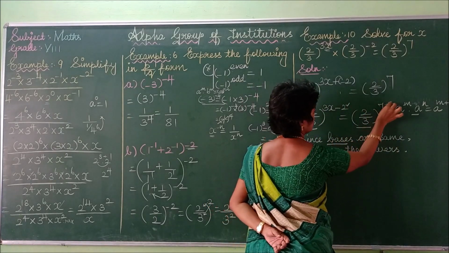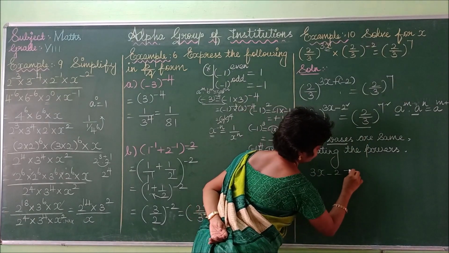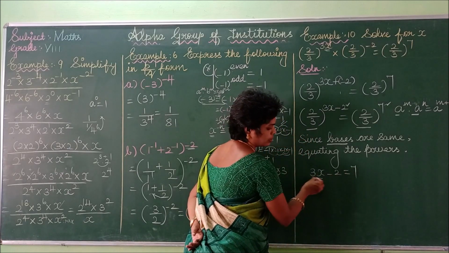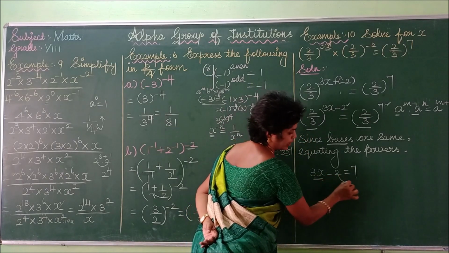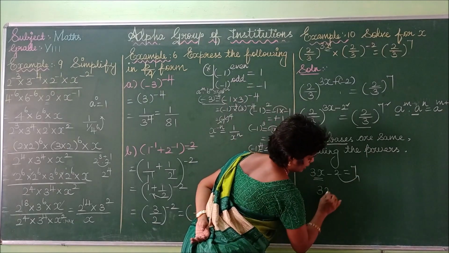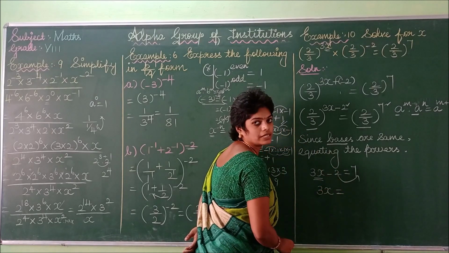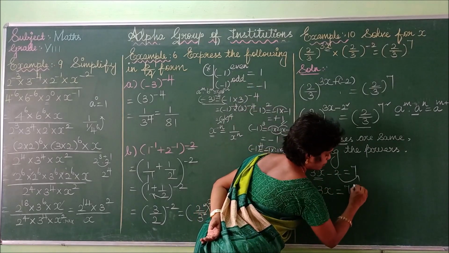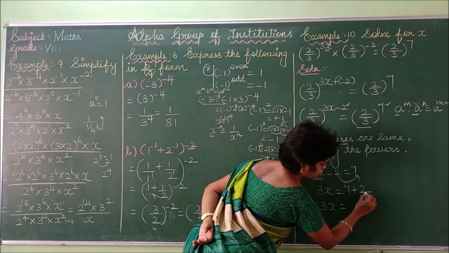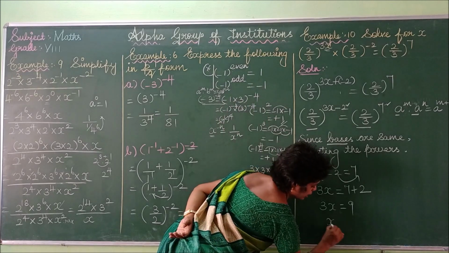What are the powers here? These two are the power values. So 3x minus 2 equal to 7. This is with the variable, so you can take this constant term to the other side. So 3x. This negative 2 goes to that side, it will remain as a positive. So 7 plus 2. What is 7 plus 2? The value is 9.